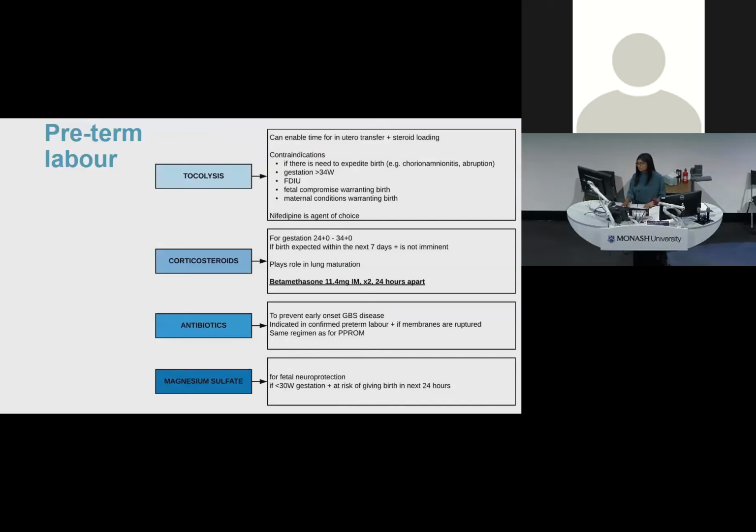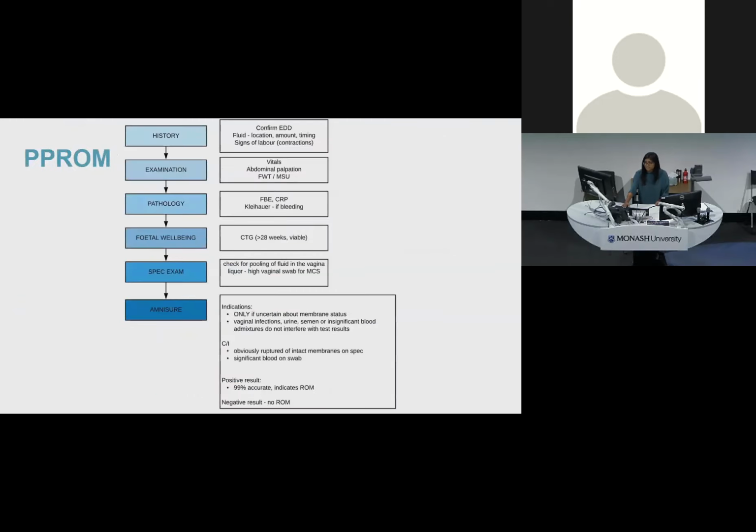Antibiotics are used to prevent early onset GBS disease, and they're indicated if it's confirmed preterm labor and if the membranes are ruptured. It's the same as PROM, which I've got there, so I'll show you guys later. And then magnesium sulfate is just for neuroprotection that you give if the gestation is less than 30 weeks and you think mum will give birth in the next day or so. PROM is much the same, but you don't really do fetal fibronectin for them. So PROM is preterm pre-labor rupture of membranes.